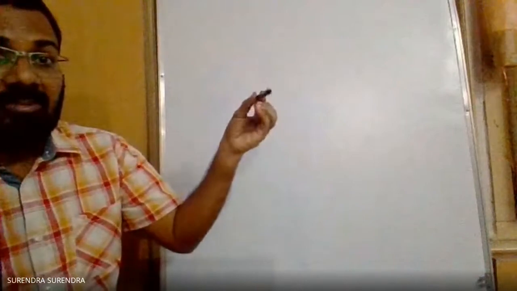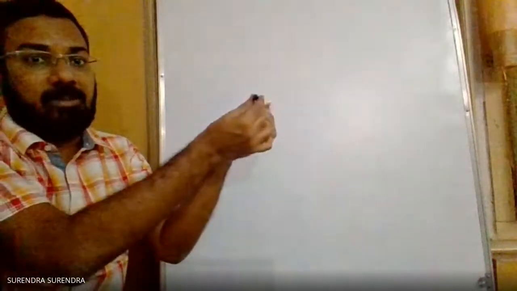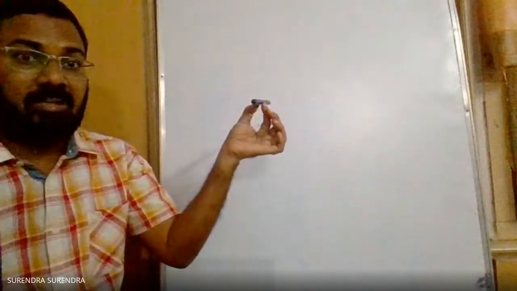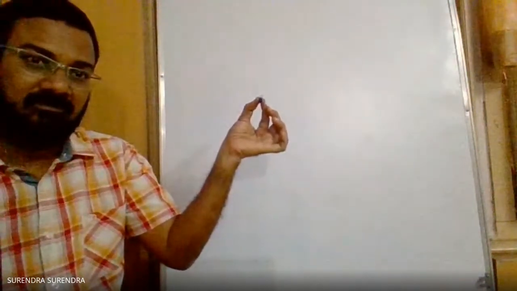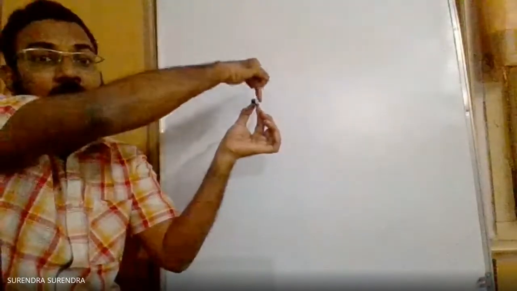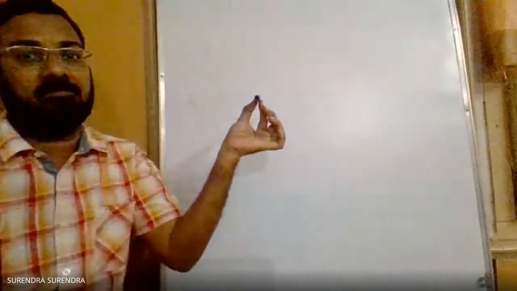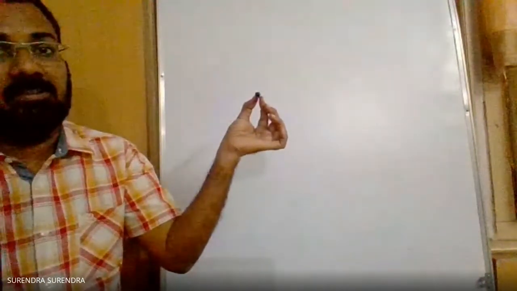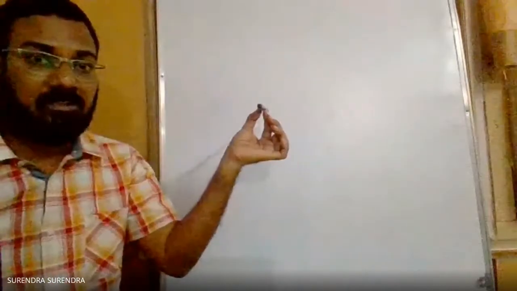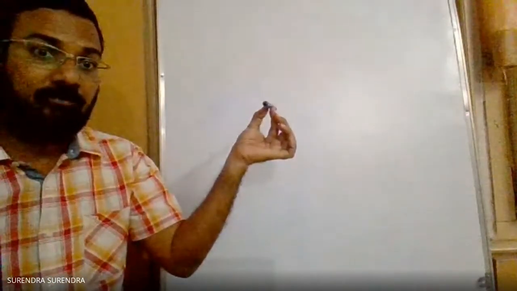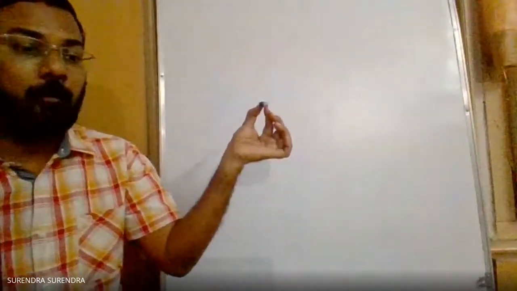Suppose the line is perpendicular to the vertical plane. In the front view, what can you see? A point. But in the top view, we can see the complete line. So in the top view, you can see a line perpendicular to the XY line, and in the front view, a simple point. So let us go through the first problem.